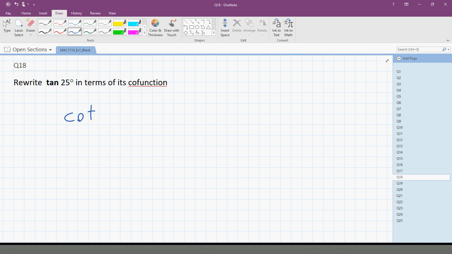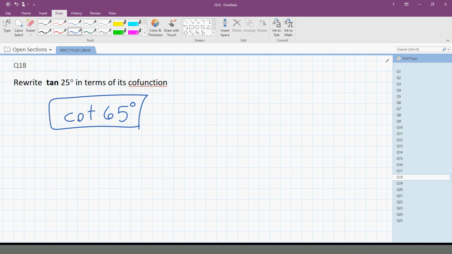90 minus 25. Nope. I don't know why I can't do the simple math. It's okay. You got a calculator. Take your time. It's not a race. There's nothing wrong with it. 65. It was like a block in my head. There you go. That's what they want.